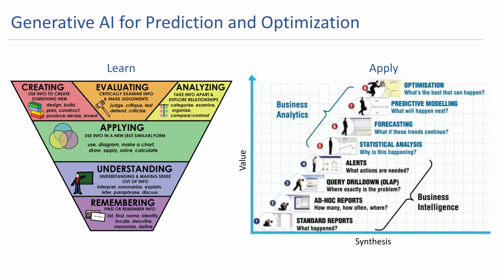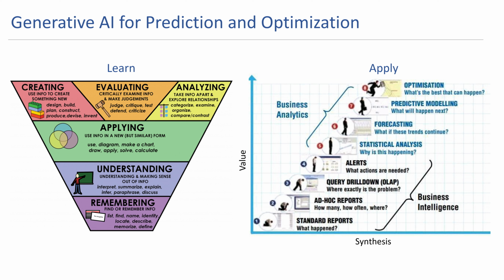And then also as we look at business analytics, you'll see this in industry as well, that with increased synthesis comes increased value as well. So we get up to the highest levels. It's like, what is the best that can happen? Predictive modeling, what will happen? Forecasting is like, what if these trends continue? And statistical analysis, why is this happening?